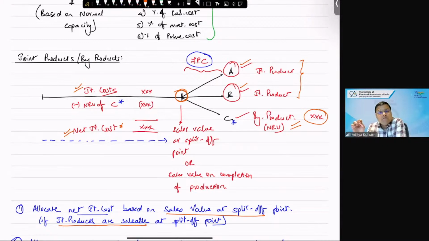Now you will say, sir, my byproduct is not immaterial. Quantity is good. Output has value in the market. It is significant to me. In that case, I will treat it as a joint product. I have a byproduct, but I will treat it as a joint product. So C becomes a joint product, and I will allocate this cost to A, B, and C. Are we okay? Yes, sir. Now clear. Thank you, sir.